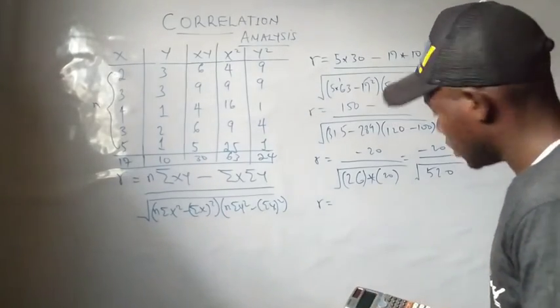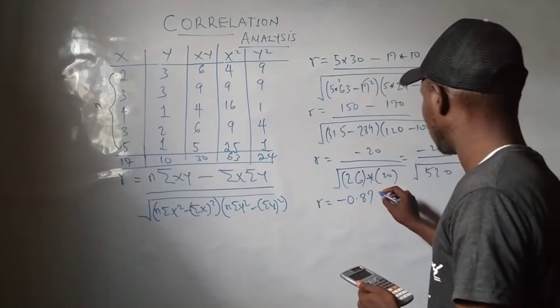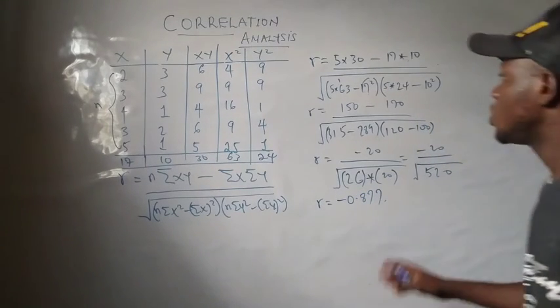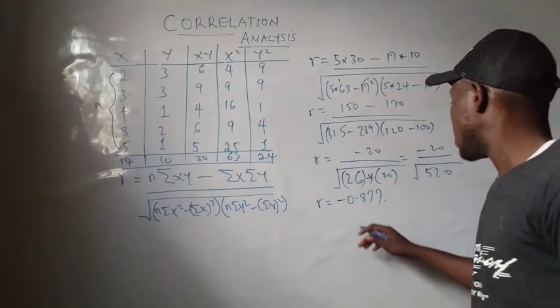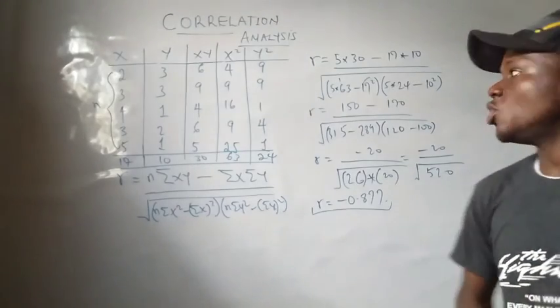So I'll be having minus 0.877. Now with this, what does that imply? It implies that there's actually a strong negative relationship between these two variables.